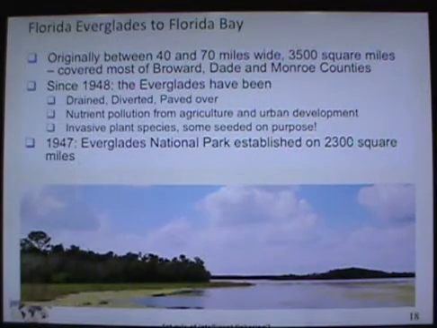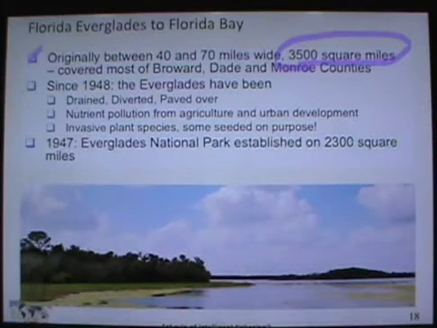Originally, now she said 100 miles wide. On that southern tip of Florida, it's not quite that wide. But anyway, originally it was between 40 and 70 miles wide, 3,500 square miles. A large chunk of territory, covering most of these counties, Broward, Dade, and Monroe. But since 1948 we've ditched, drained, diverted, and paved over large portions of it, mostly ditching and draining.